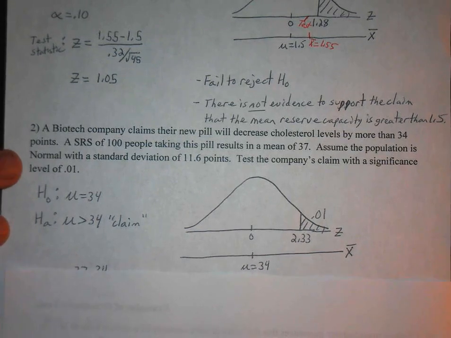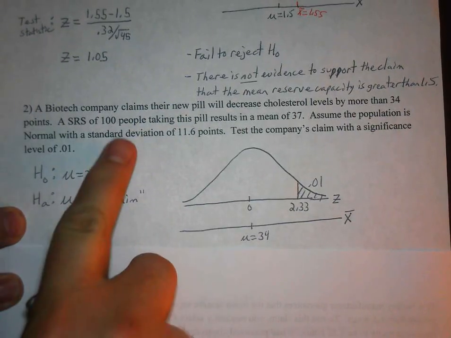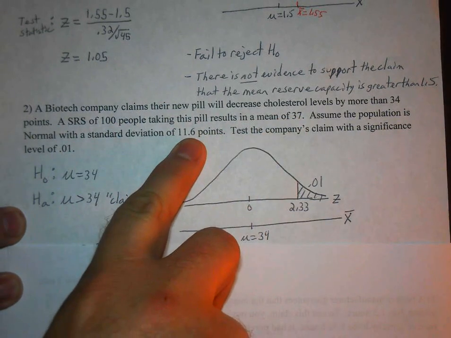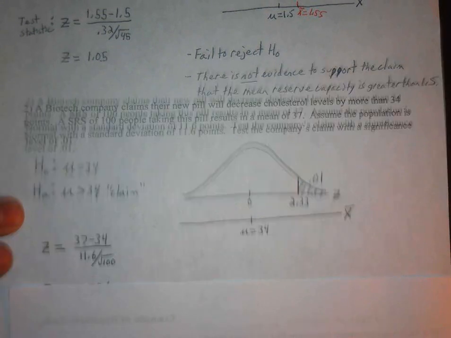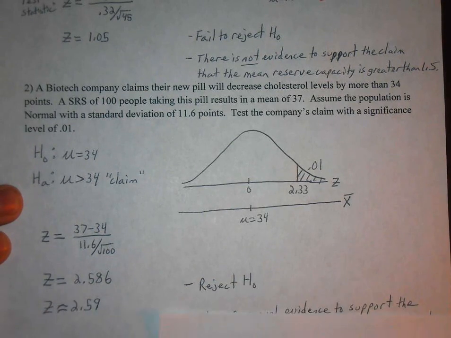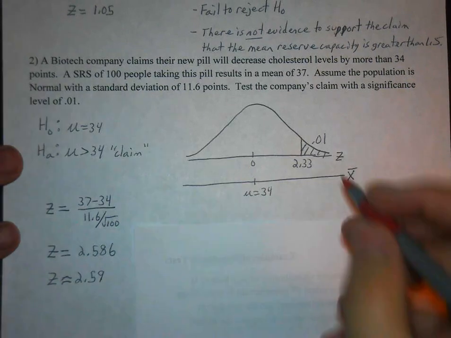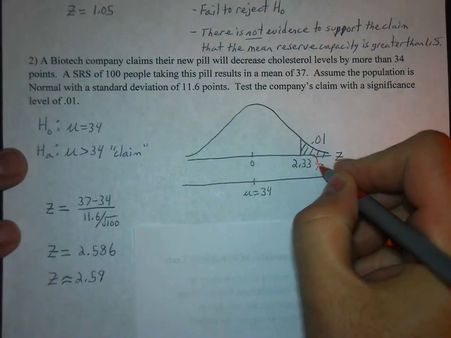Okay, so then you find your test statistic. So you take the sample of 100 people, you get a sample mean of 37, and you know that sigma is 11.6. So when you do your x bar minus mu over sigma sub x bar, you end up with 2.586, or about 2.59. Okay, so 2.59, that is to the right of 2.33.